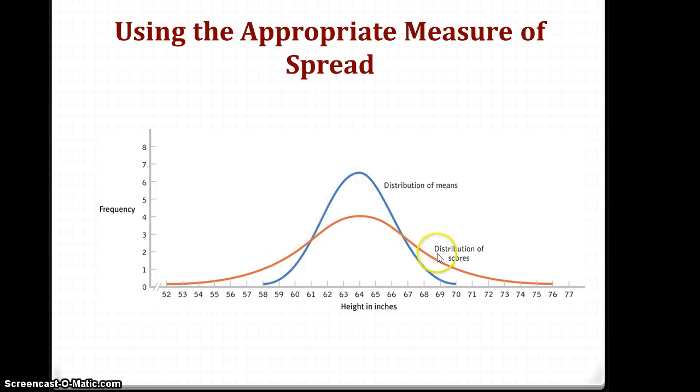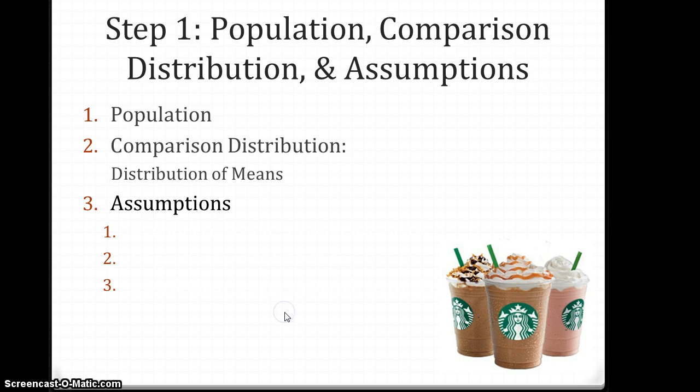And so here's this example again from previously, where we were talking about height, that the distribution of scores is much broader than the distribution of means. And so that means that we can't use the population standard deviation, but rather we need to use the standard error, which is the standard deviation of the distribution of means. So remember that when we do our calculations later on.